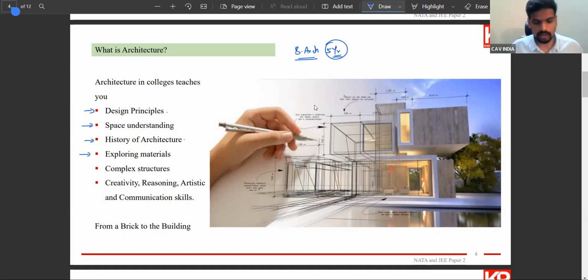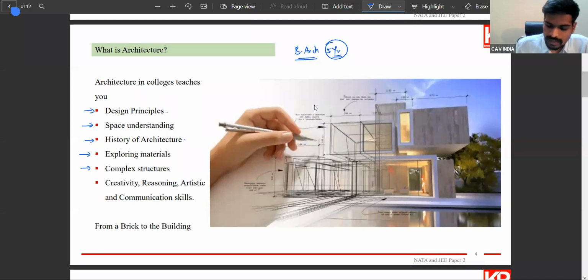You also study about building materials. A lot of building materials are taught, such as brick, concrete, and stone. There are even metals which are used, like titanium panels and all. So there are a range of materials which are used in construction. So, exploring various construction materials, and understanding the complexity of structures.